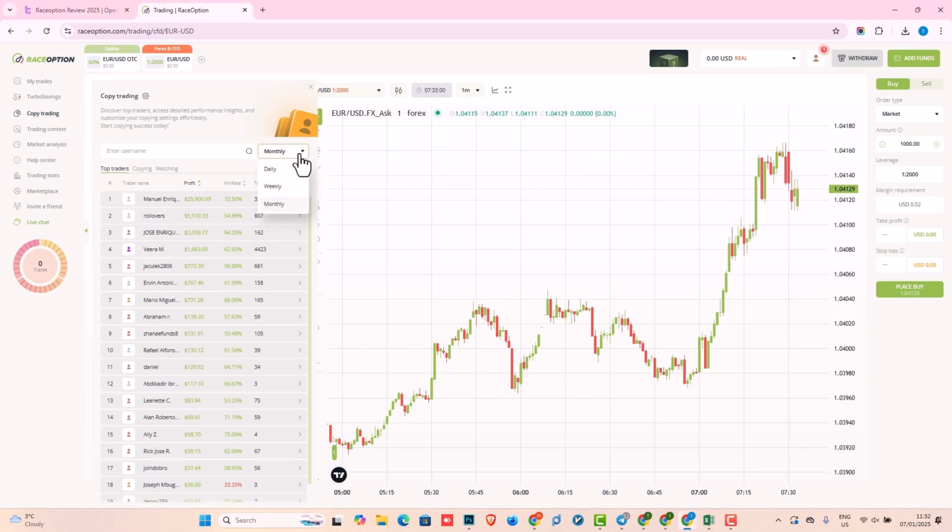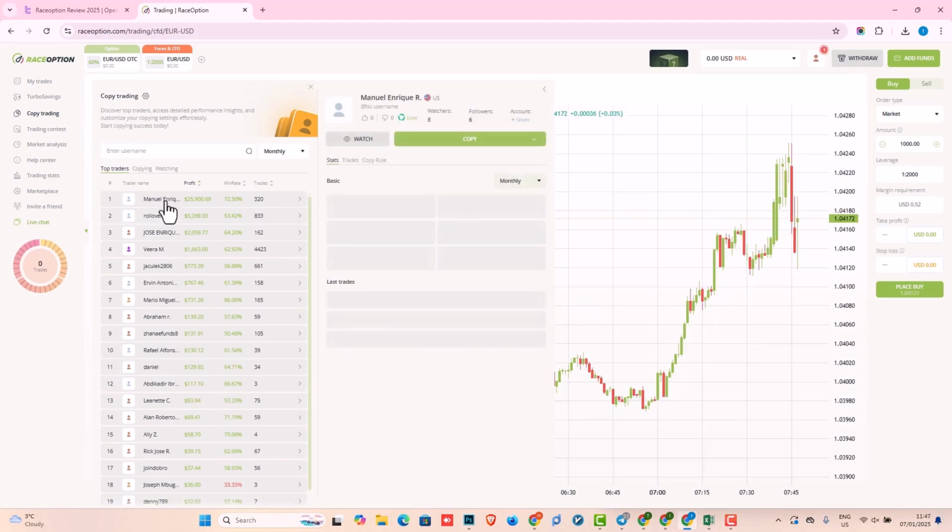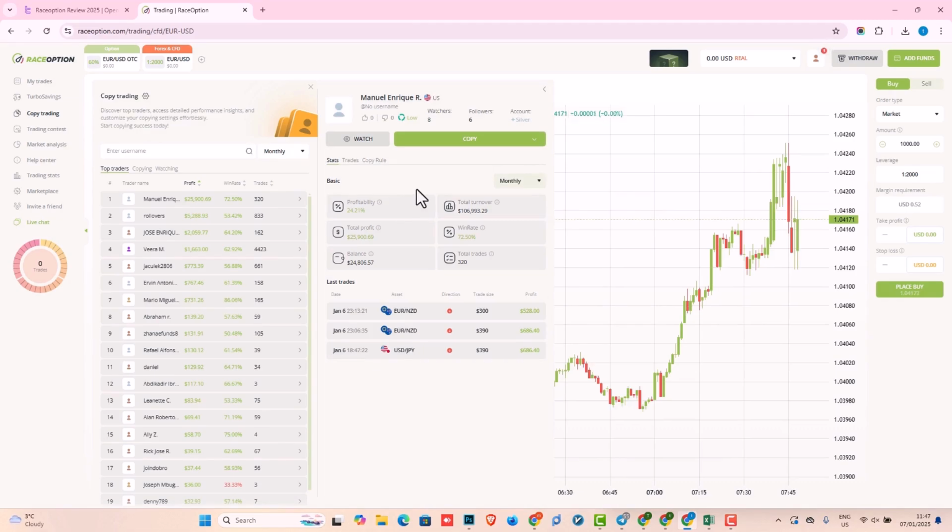In the Enter Username section, search for a specific trader by name. Find the top performing trader in a specific time frame. Search for a trader by name and view their account details, including profit, return rate, trades, last trades, and profits in dollars, and watch monthly trades or copy to replicate.